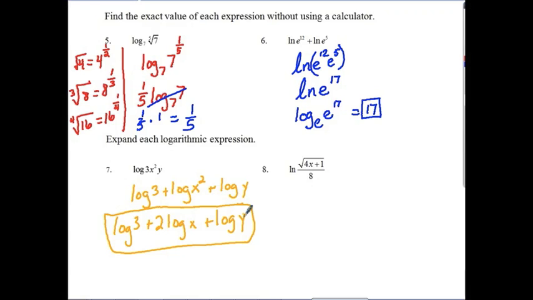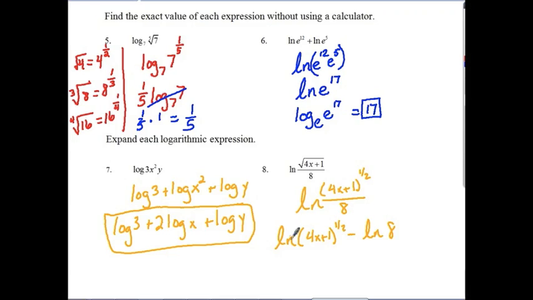Okay, so now let's look at number 8, the natural log of this wonderful fraction here. What I'm going to do, I'm going to change that into natural log of 4x plus 1 to the 1/2 power, because remember the square root, the 2 is in the denominator of that exponent, over 8. Okay, so let's change that. Get rid of the division part first. Divide really means to subtract.